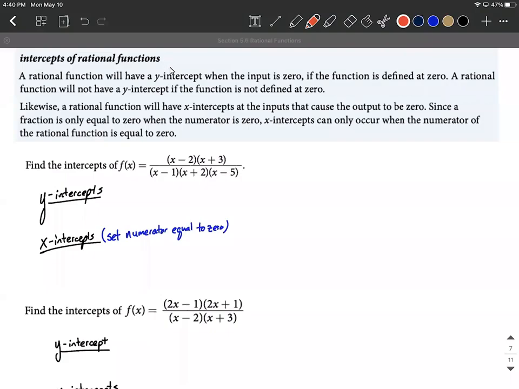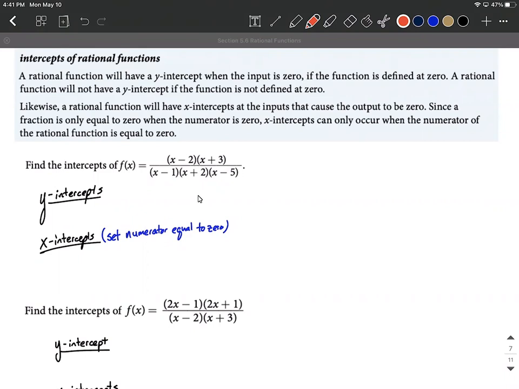Okay, rational functions, let's find intercepts. So the y-intercept is when you input a 0, right? For y-intercepts, x equals 0. And for x-intercepts, it's when the whole function equals 0, but we can simplify that down a little bit more and just say it's when the numerator is equal to 0. Because if the numerator equals 0, 0 divided by anything is going to equal 0.